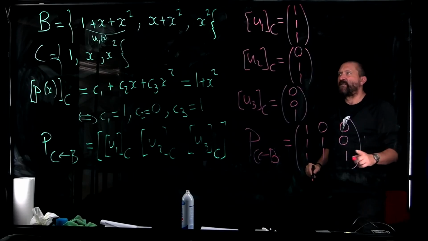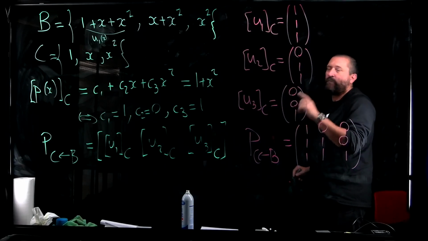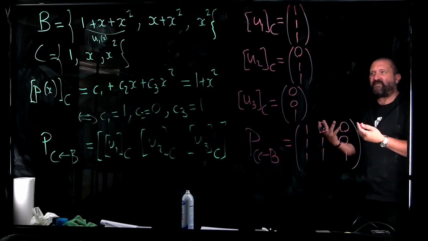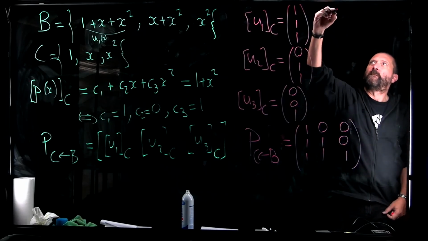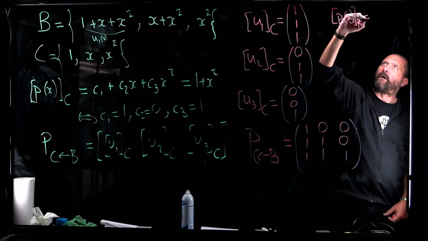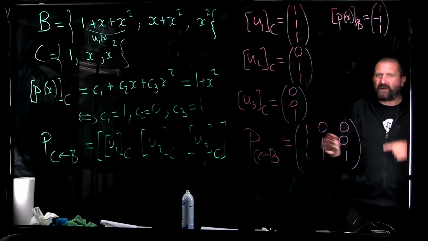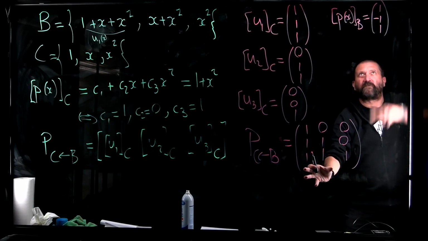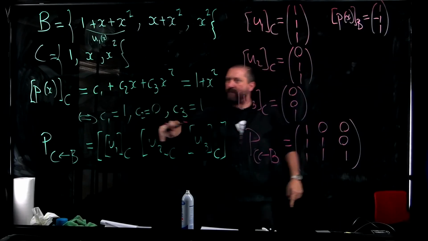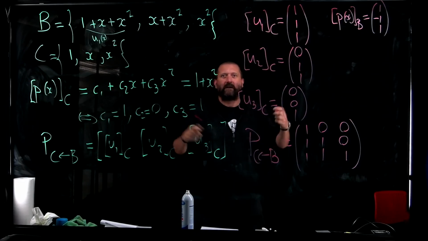And if you apply this to P of x as we had represented it in the basis B, which was 1, minus 1, 1, if I recall, then if you multiply this matrix by this vector, you will find this vector here, 1, 0, 1. Okay, I'll let you check this.